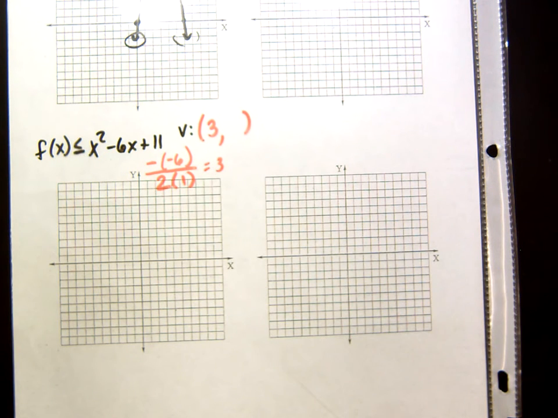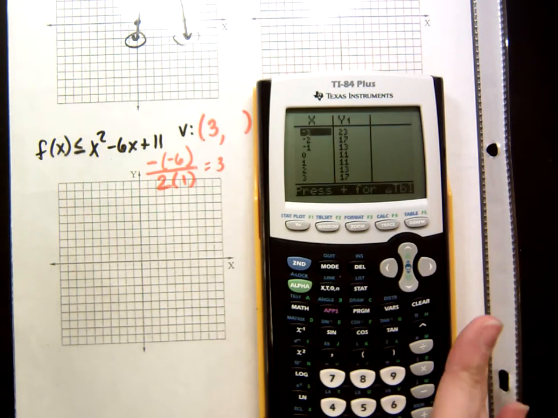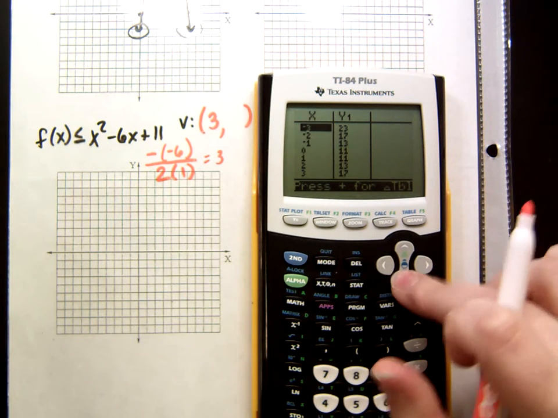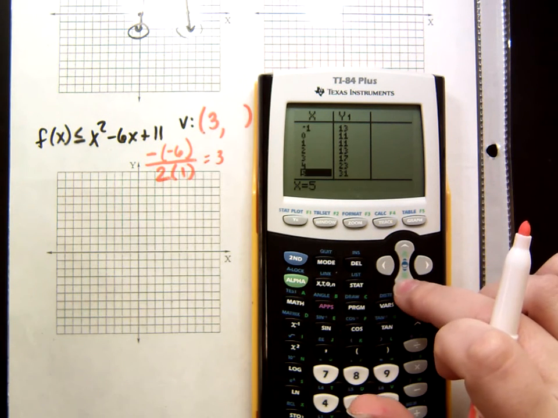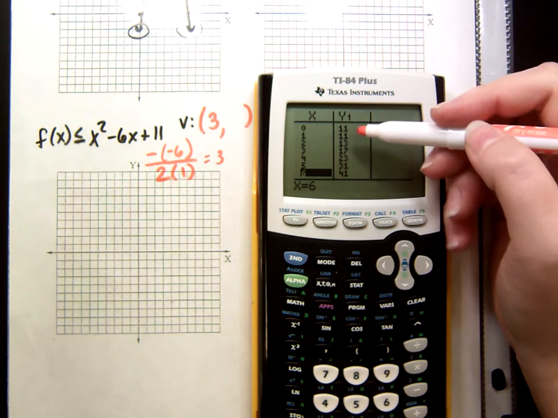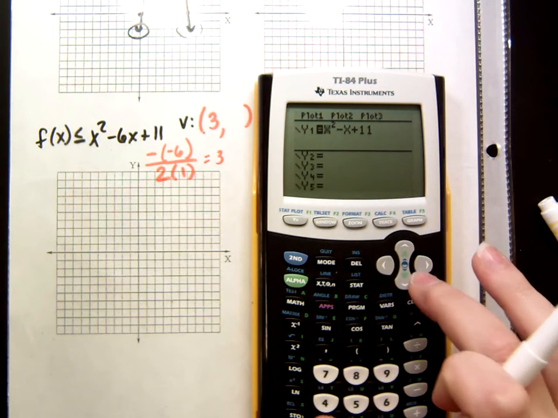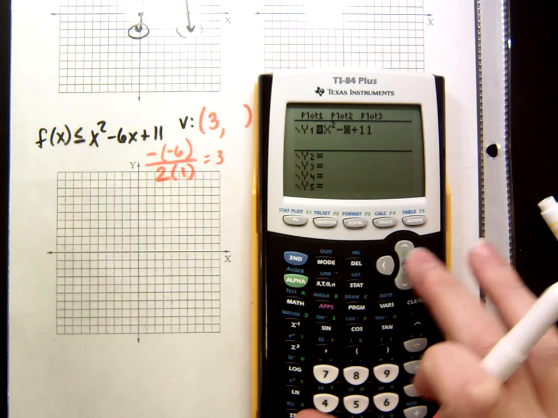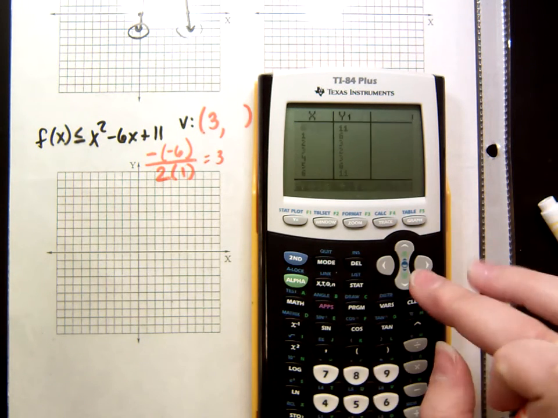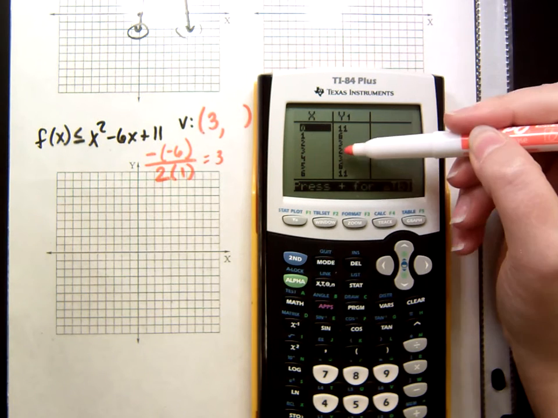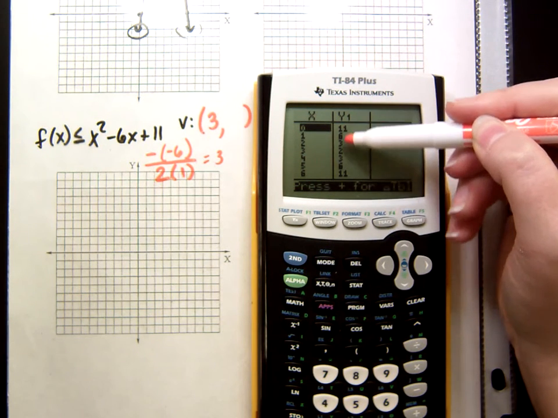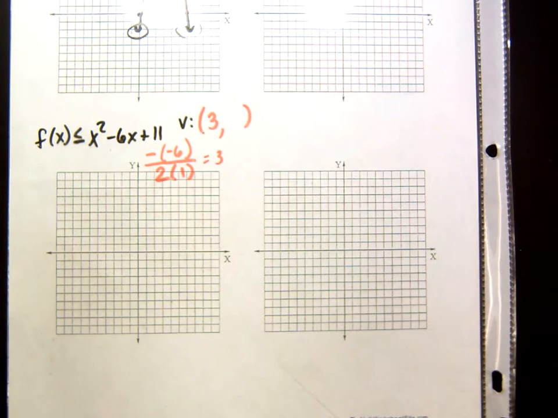So I know when I go and use my calculator, I need to make sure that 3 is in the center of my table. So type it in, look at the graph, and move it down to where 3 is in the center. And I can see that I did not type this in correctly. Try that again. There we go. 3 is in the center and the numbers are symmetrical. So I can use that to get my information.